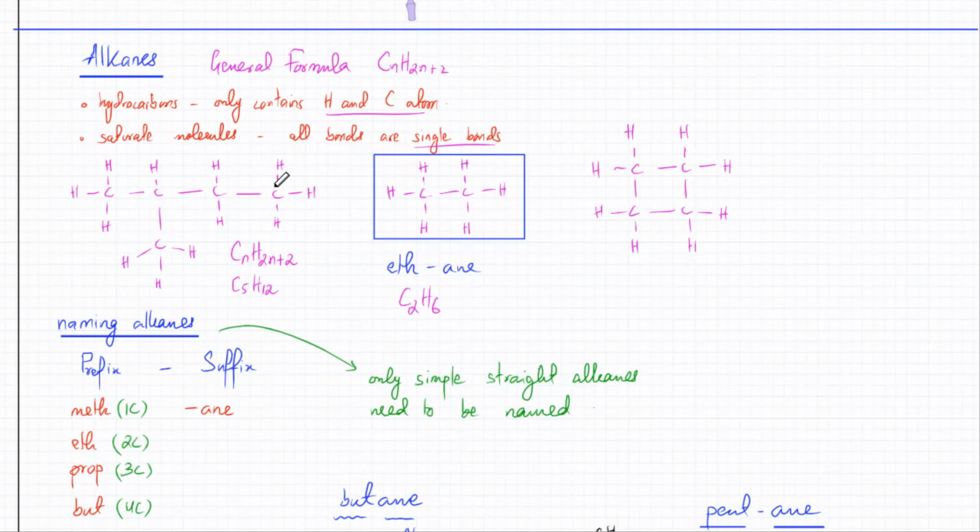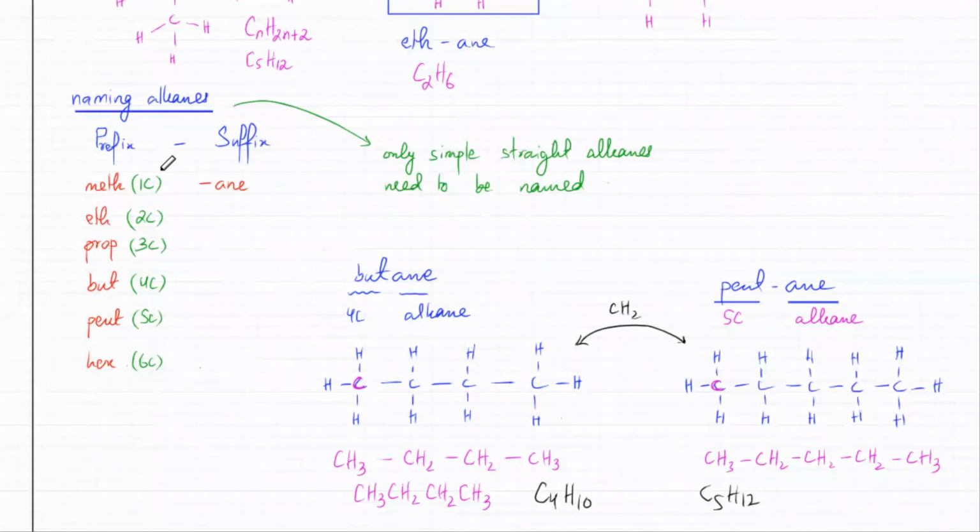The way they were named is that the names are based on two things. One is the prefix, which is the number of carbon atoms. In your syllabus, you're only supposed to name simple straight chain molecules where the carbon atoms are all present in a single line. So 4 carbon atoms would be but. That's the starting name, and the suffix is going to be ane.